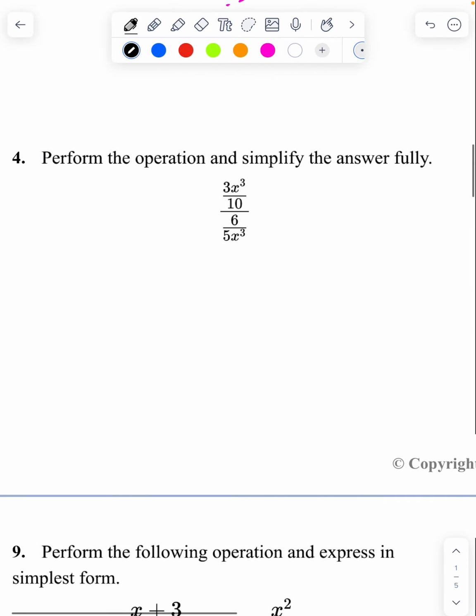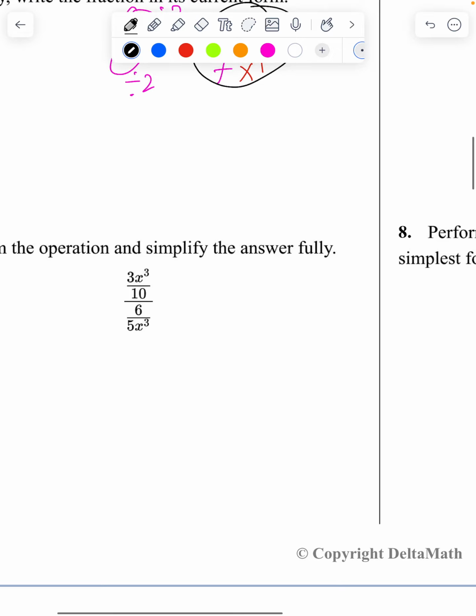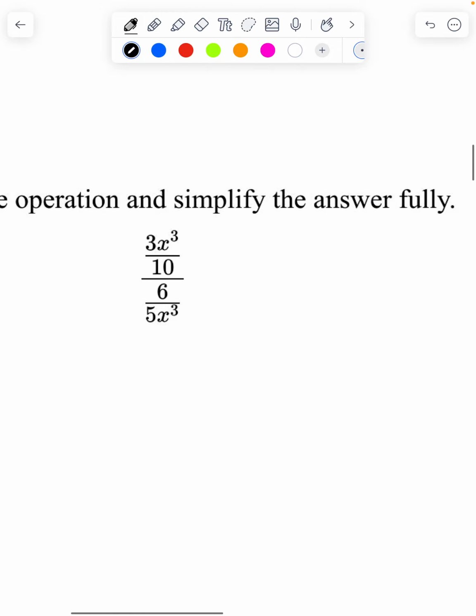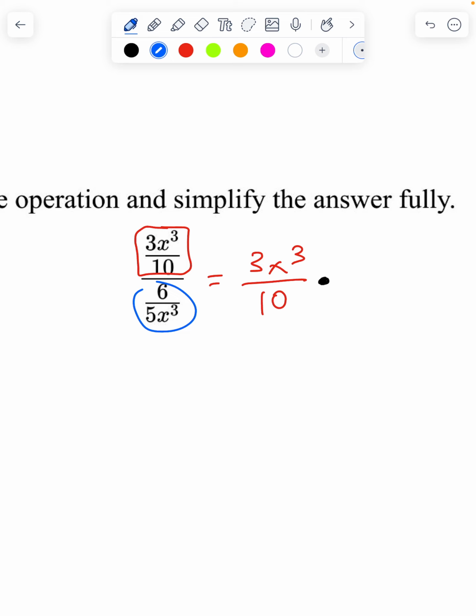Number 4, it says perform the operation and simplify the answer fully. So this should scare people because it has a fraction over a fraction. If you do that, you actually just copy down the first fraction, and then you can multiply the bottom fraction flipped. So if I flip this, the bottom one gets flipped. This will be 5x to the third over 6.